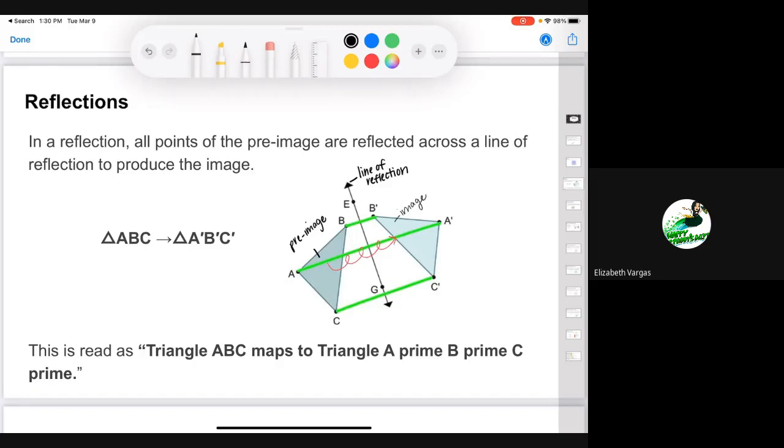We represent this reflection using this notation right here. What this is basically saying is that triangle ABC is mapped to triangle A prime, B prime, and C prime. These symbols represent prime, and this arrow right here represents maps to. So we read this as triangle ABC maps to triangle A prime, B prime, and C prime.